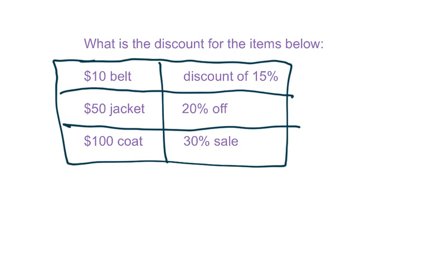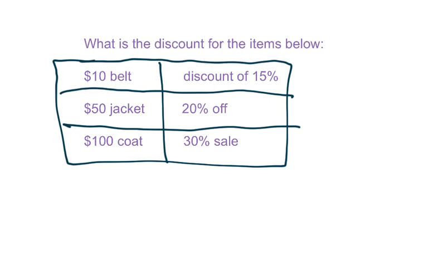Go ahead and write down what you see, including the little chart. Here they're interested in something called discount for the items below. In the first situation, a $10 belt, a discount of 15%. Next one, a $50 jacket, 20% off. I'm sure you've seen something like that.